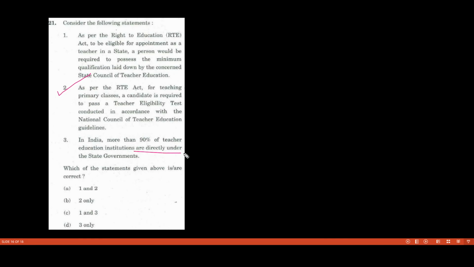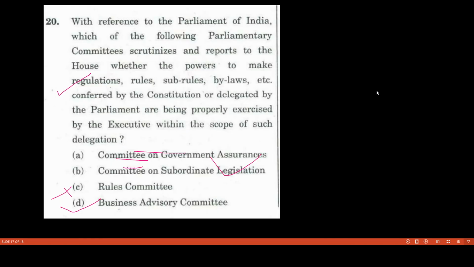And then it is saying in India more than 90% of the teacher education institutions are directly under the state government. So more than 90% is an extreme statement. All right. So definitely 3 is not correct. For me, 1 and 2 were contradictory, so I will not mark 1 and 2 together. So I mark 2 only. This was my logic while doing the question in the examination, and it turned out to be correct.